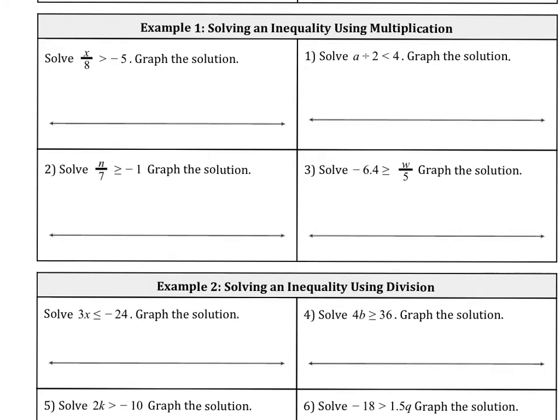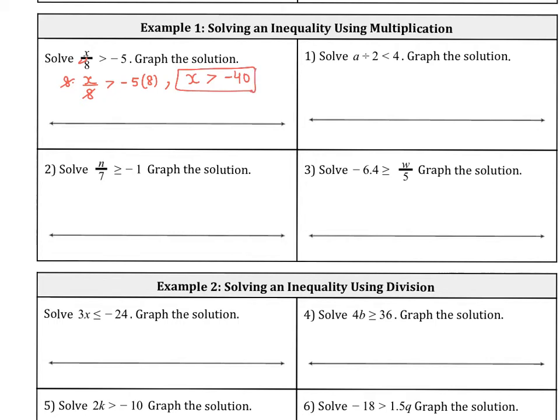The next is example number 1, solving an inequality using multiplication. Solving means get the variable by itself. So for the first one, you want to solve this inequality for x. So it means you're going to remove the 8 from the bottom. So to do that, you're going to multiply 8 on both sides. So this 8 and 8 cancel. X is greater than negative 40.